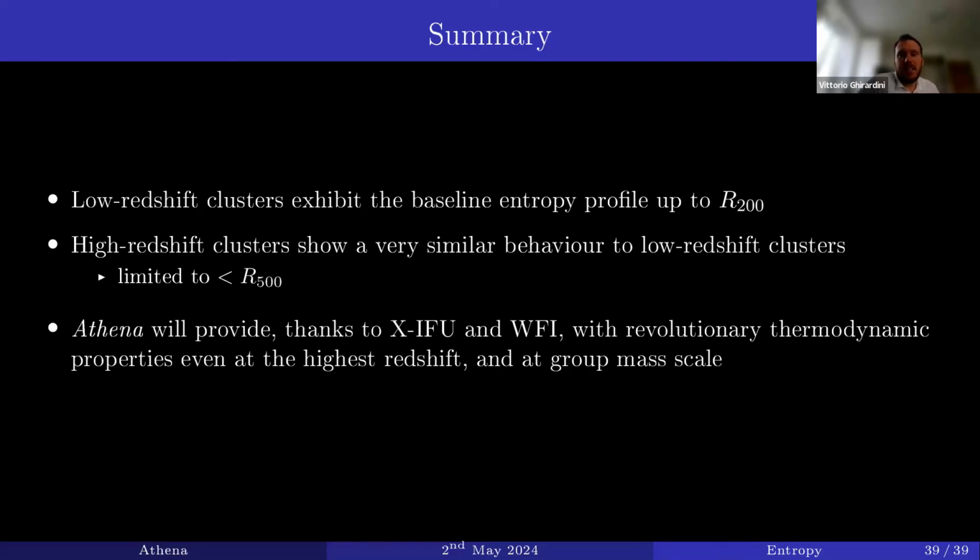And finally, Athena, thanks to WFI and XIFU, is really going to revolutionize all the studies of high redshift clusters because of its sensitivity in measuring even the entropy profile for this low mass at this much distance. And yeah, that was my presentation. Thanks.